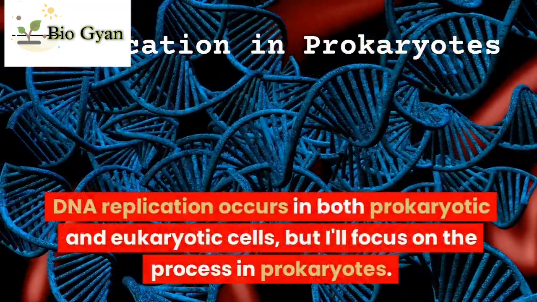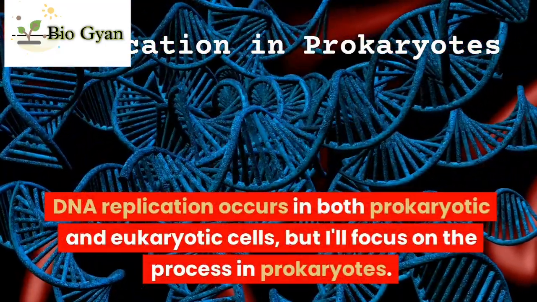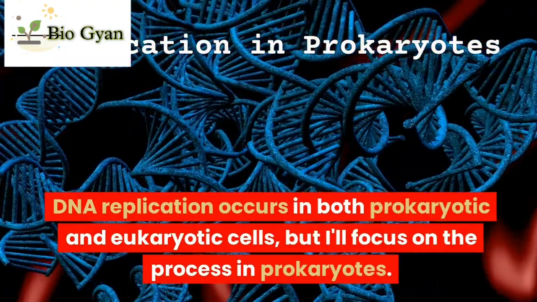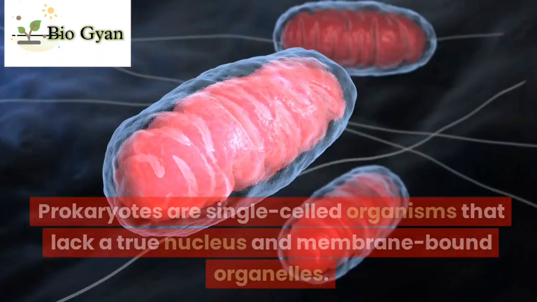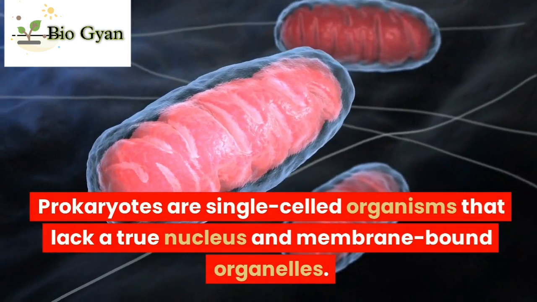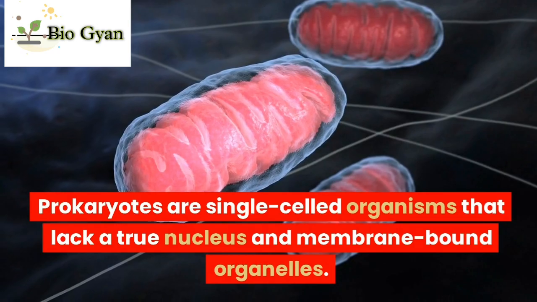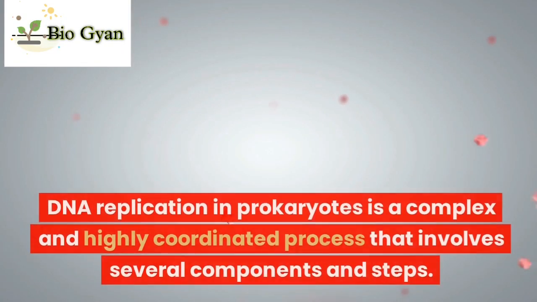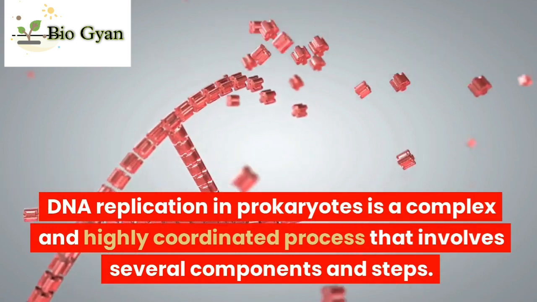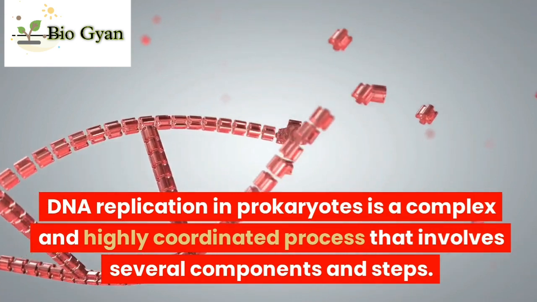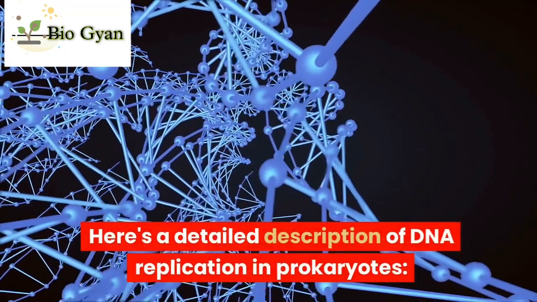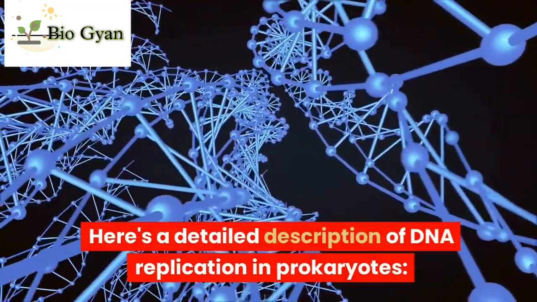DNA replication occurs in both prokaryotic and eukaryotic cells, but I'll focus on the process in prokaryotes. Prokaryotes are single-celled organisms that lack a true nucleus and membrane-bound organelles. DNA replication in prokaryotes is a complex and highly coordinated process that involves several components and steps. Here's a detailed description of DNA replication in prokaryotes.